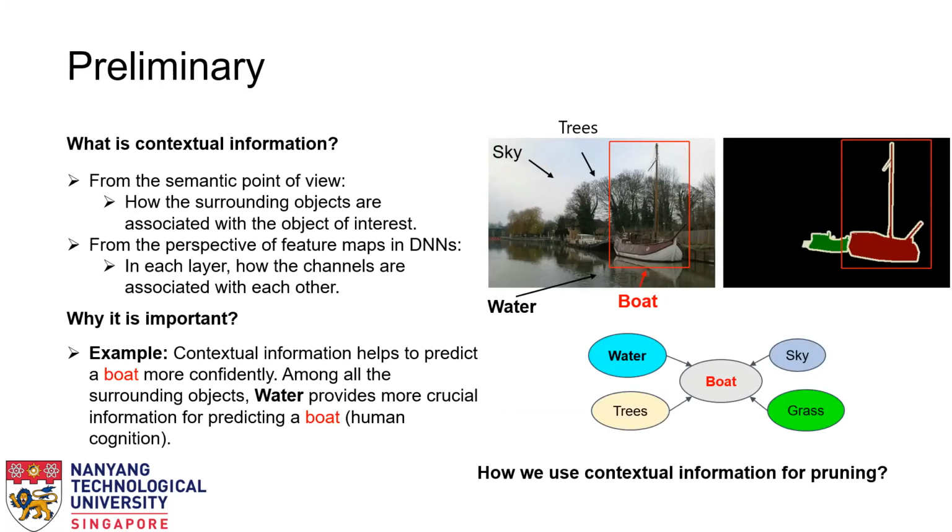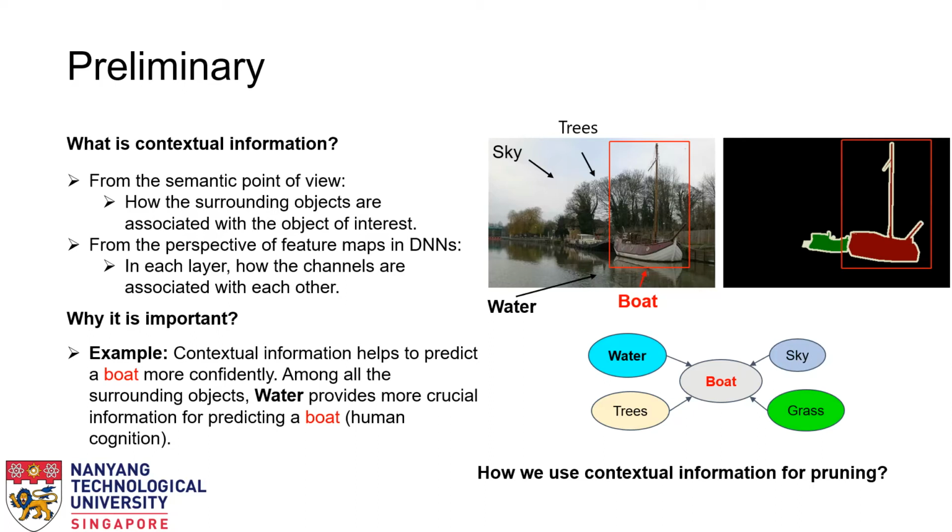For the preliminary, we first bring up the concept of contextual information. Intuitively, it means how the surrounding objects are associated with the object of interest. For example, if the object is a boat, its contextual information includes all the surroundings like trees, water and sky. And from the feature map's perspective, it is about how the channels in each layer are associated with each other. Contextual information is important, since it can help us to predict the object semantics more confidently. For an object on the water and near the shore and trees, we would believe it is more likely a boat. In addition, among all surroundings, water provides more crucial information for the prediction than others.